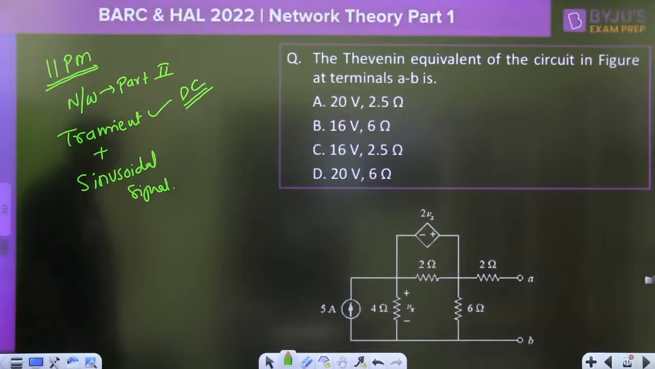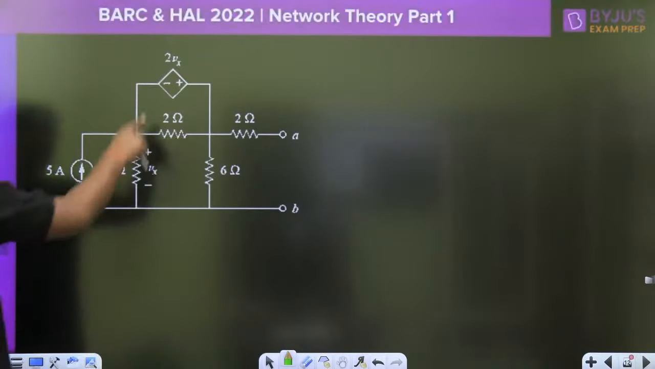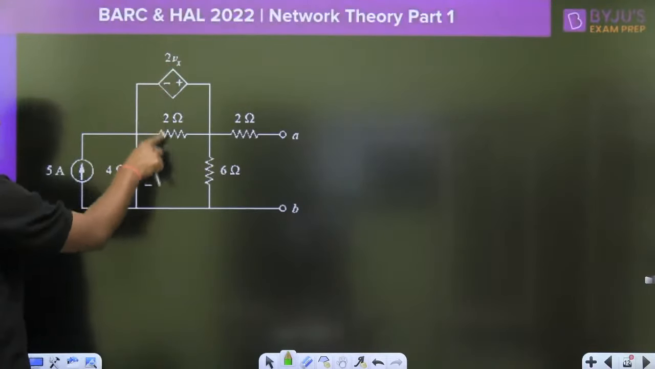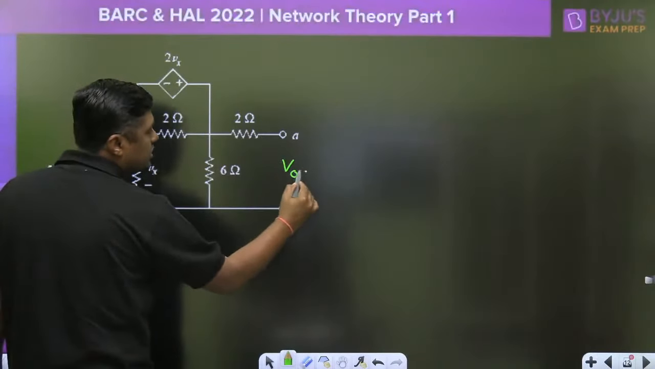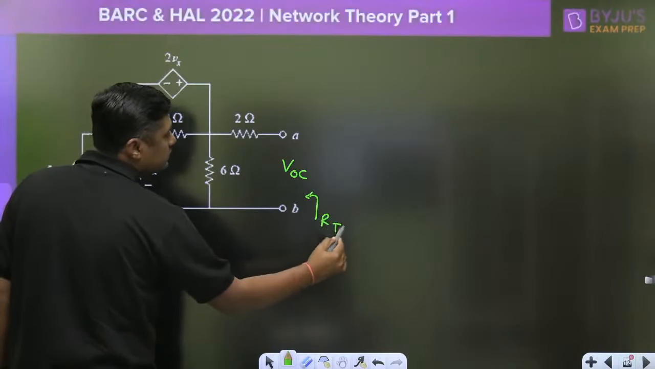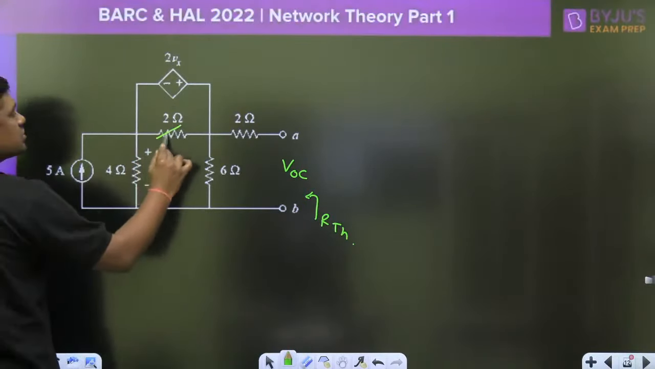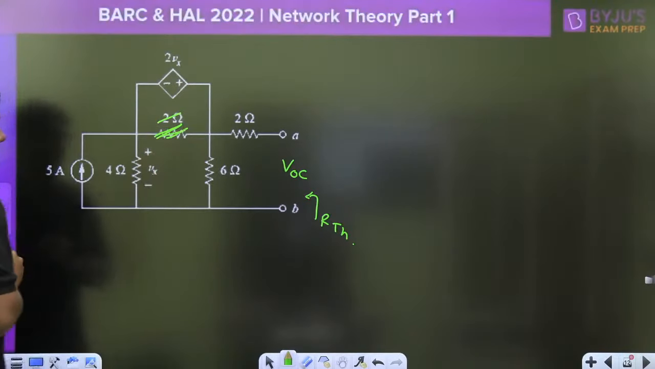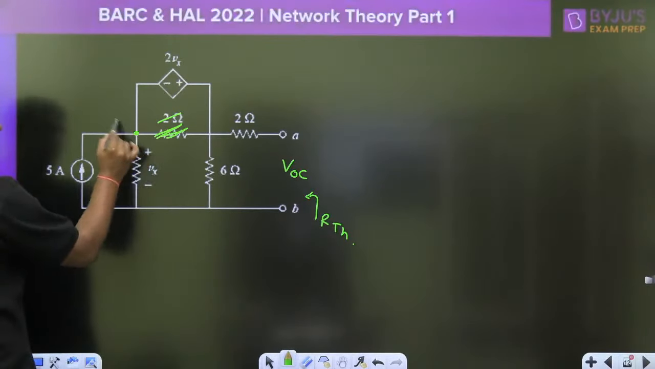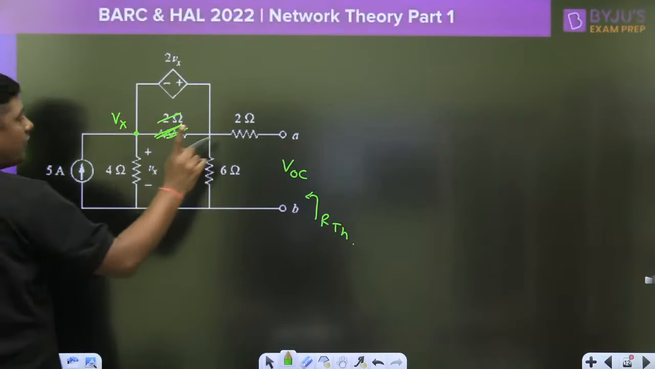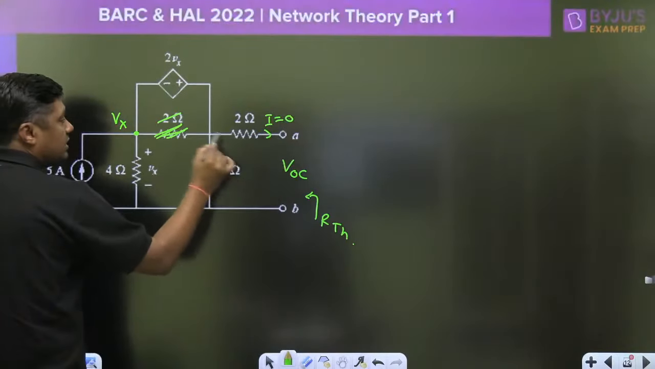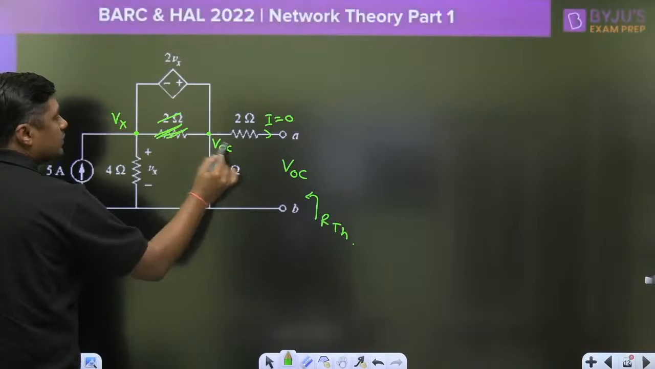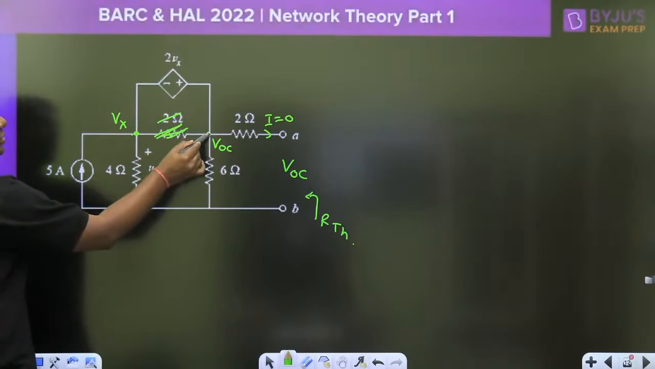Now watch this question. The Thevenin's equivalent is required, and always remember, if we have a voltage source parallel to a 2 ohm resistor, and we want Thevenin's equivalent, meaning VOC here and RTH here, then simply you can remove this 2 ohm resistor. Second thing, voltage at this point is Vx. Now, when I want to calculate the VOC, what is the current here? 0. Then the voltage at this point is VOC.